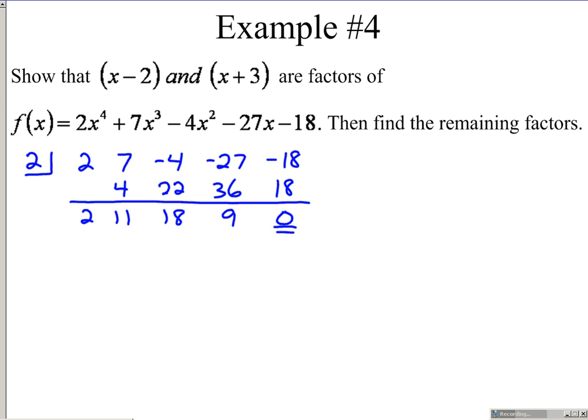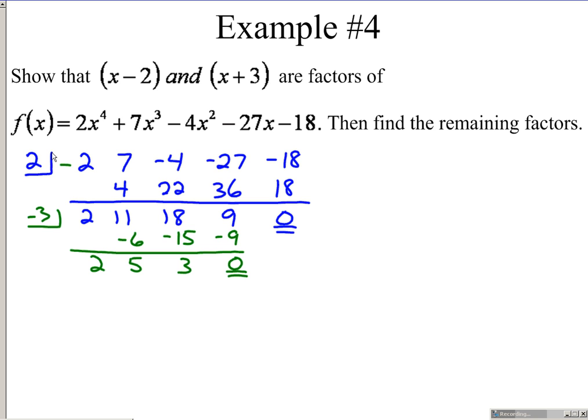That remainder of 0 shows now that x minus 2 is a factor. Now we have reduced it from a degree 4 polynomial here to a degree 3 polynomial here. If I synthetically divide again now by our second factor, which is x plus 3, I'm going to divide by negative 3. Go ahead and do synthetic division on that. Remainder of 0 there shows that that is also a factor.